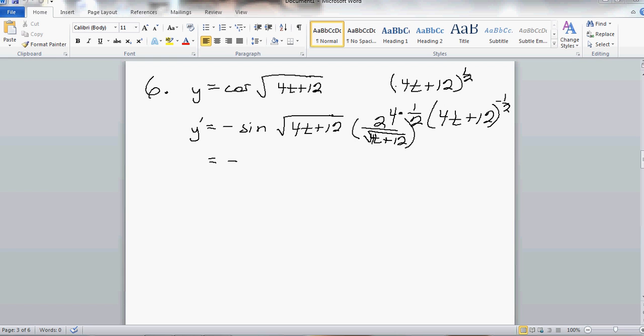with it. So our final answer is going to be negative 2 over the square root of 4t plus 12 times the sine of the square root of 4t plus 12. And once again, these two cannot simplify, because then what would you be left with? You can't simplify an argument for a trigonometric function with something that is not an argument for a trigonometric function. And so this is the final answer as shown.